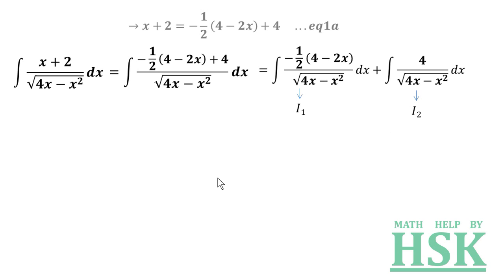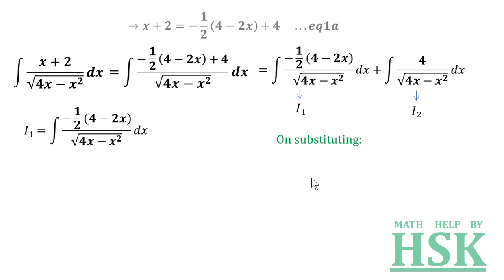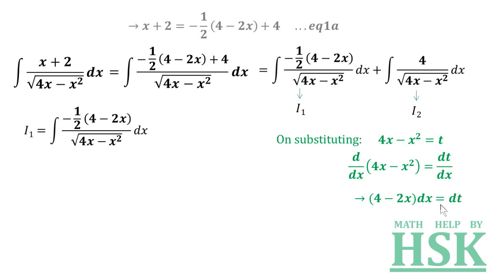So taking I1, now to solve I1, what I see here is that on differentiating 4x minus x square, I get 4 minus 2x, right? So on substituting 4x minus x square is equal to t, differentiating both sides with respect to x, I get (4 minus 2x) dx is equal to dt. So (4 minus 2x) dx is replaced by dt, and for 4x minus x square, I'm going to substitute t. So I'm going to get this as minus 1 by 2. This minus 1 by 2 is written outside the integral sign.